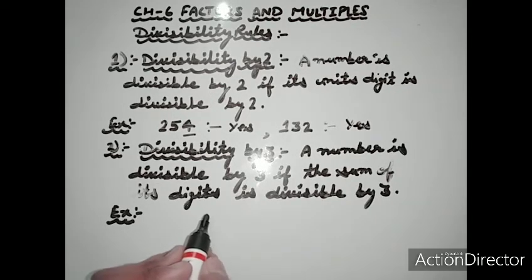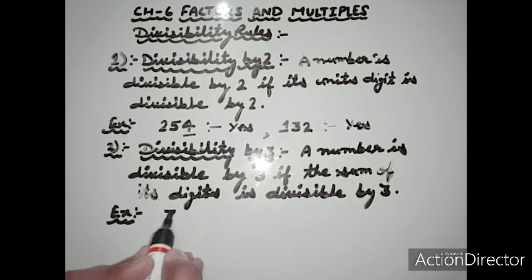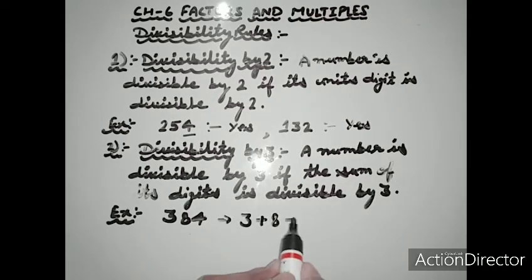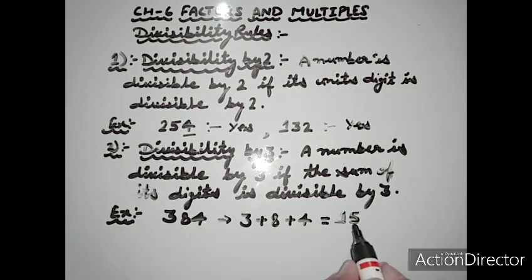Now here we write an example, like the number 384, right? 384. So what we do here, first we add these digits, 3 plus 8 plus 4, and if the sum of these digits is divisible by 3, then we say that this number is divisible by 3, right? 8 plus 4 is 12, plus 3 is 15, so here we get the sum equal to 15, right? And 15 is divisible by 3, so yes, the number 384 is divisible by 3.